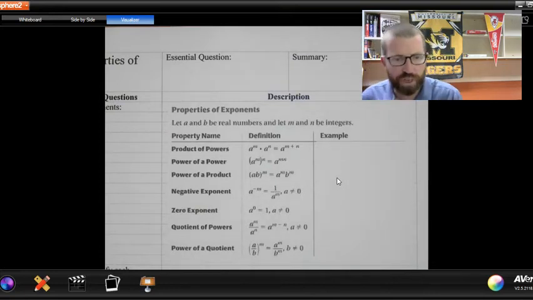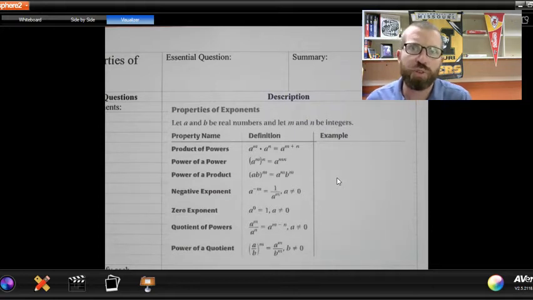Okay, so we're going to talk about some of the properties of exponents. As you go through this video, I almost want to encourage you to not think about it as notes, but as an exercise or practice. So we'll talk about the properties. Definitely write these down if you haven't already. And especially if you don't know them, write them again. Repetition is a good way to remember things.